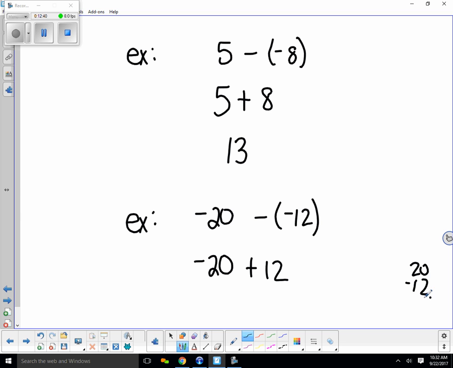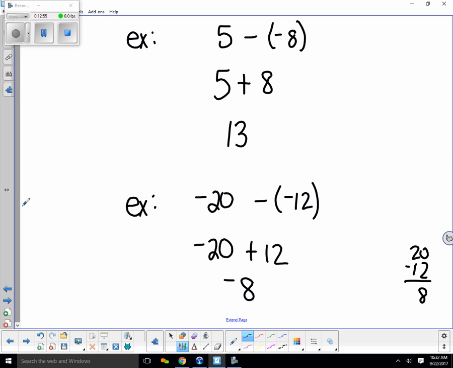20 minus 12 is what? 8. Which one was the larger number? 20, and it was negative, so my answer is negative. Yes. Why did I subtract here? Because my signs were different. And remember on my addition rules, if my signs are different, I have to subtract the larger minus the smallest, and I take the sign of the larger number.